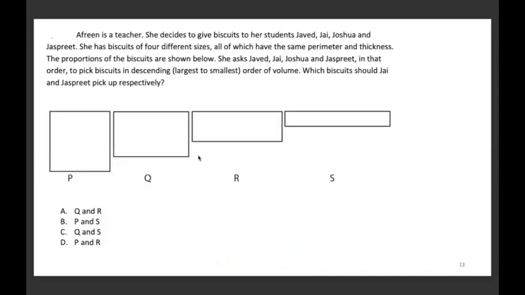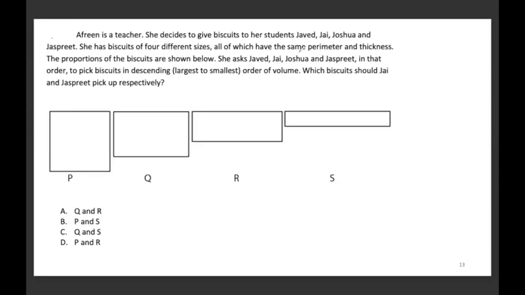Afreen is a teacher. She decides to give biscuits to her students, Javed, Jay, Joshua, and Jaspreet. She has biscuits of 4 different sizes, all of which have the same perimeter and thickness. The proportion of these biscuits we are given here, P, Q, R, S. She asked Javed, Jay, Joshua, and Jaspreet in that order to pick up biscuits in descending order, which is largest to smallest order of volume. Which biscuits should Jay and Jaspreet pick up respectively?